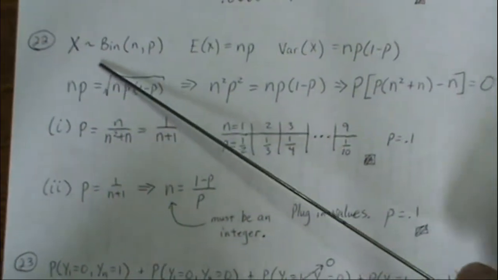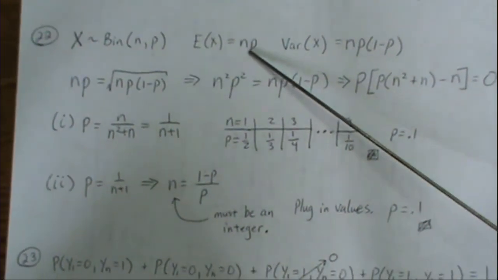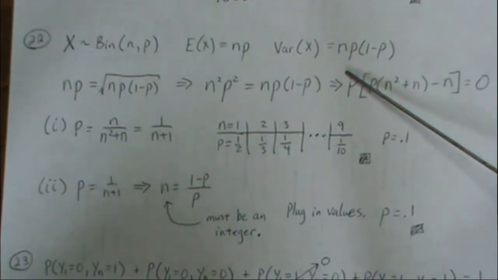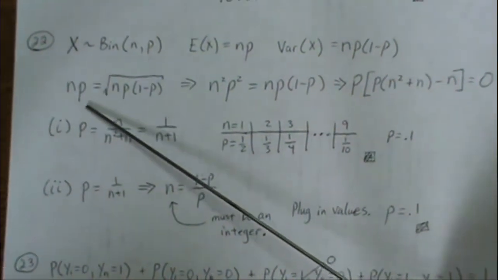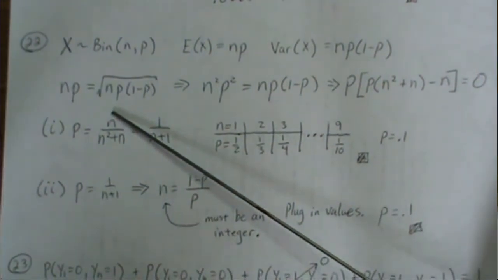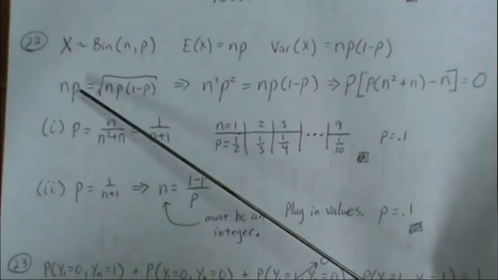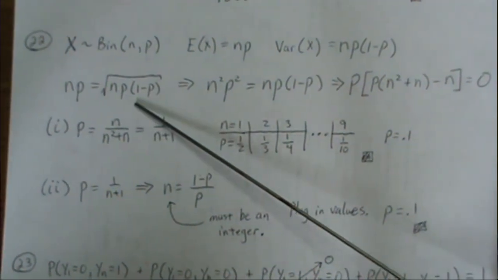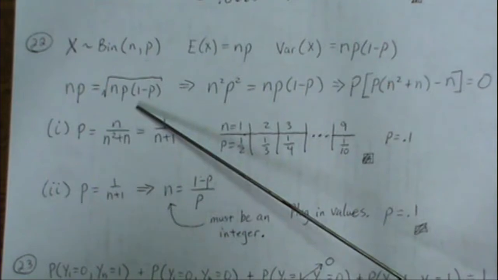So number 22, we're given that X is binomial, and the mean and the variance of a binomial are these values. We're given that the mean is equal to the standard deviation, and then we want to find the possible P values that satisfy this. To solve this, we're going to solve it two different ways.